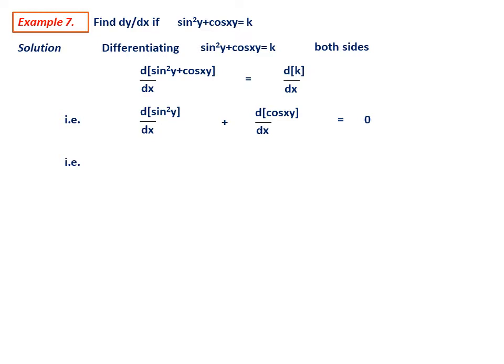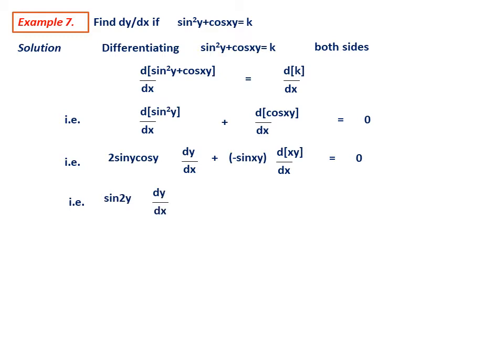Now you have to be careful. How to differentiate d by dx of sine square y? It is 2 sine y into cos y into dy by dx, chain rule. Then similarly plus, here it is minus sine xy, then what you have to do is d by dx of xy, this equal to 0. Now only one simplification is remaining. d by dx of xy you have to simplify carefully.